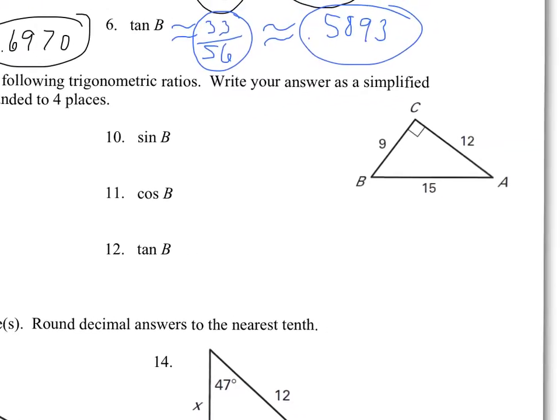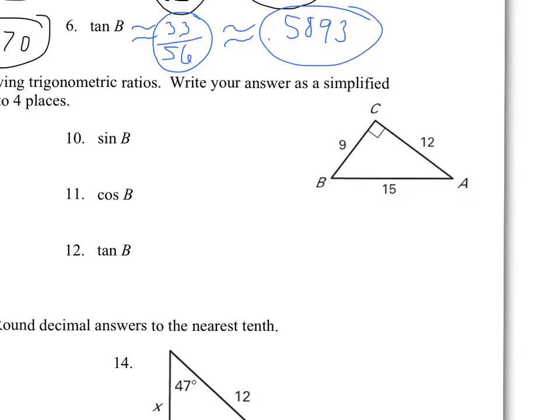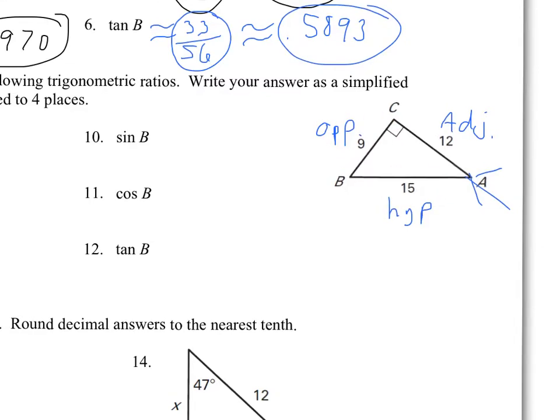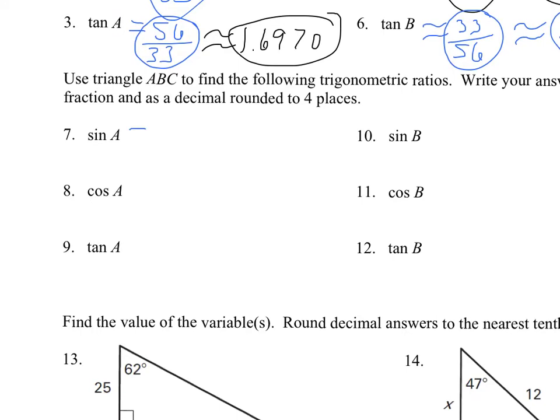Okay, here we have another one. And we're going from A's point of view to begin with. So 15 is the hypotenuse. 9 would be the opposite side, and 12 is the adjacent side. So sine is opposite over hypotenuse, 9 over 15. And that can reduce. They both divide by 3. 9 divided by 3 is 3. 15 divided by 3 is 5.